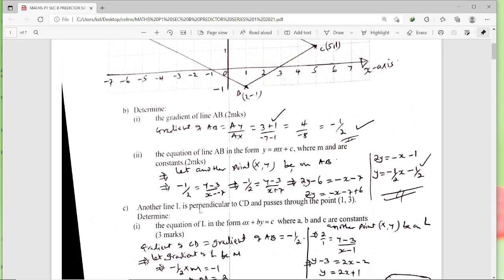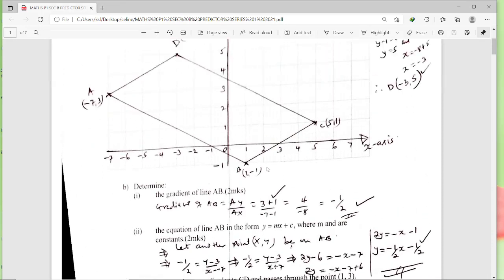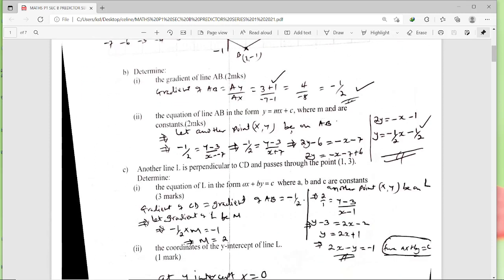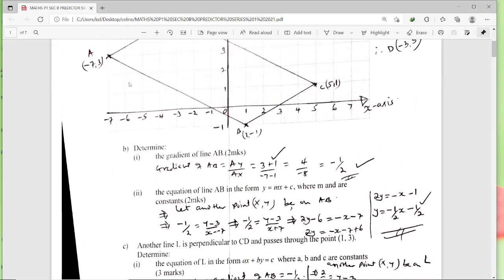So if we let a point (x, y) be on the same line AB, then using that point (x, y) and either of these, 1, negative 1 or negative 7 and 3, we get the same gradient. So the same gradient, which is negative half, so we'll say negative half equals y minus 3 all over x minus negative 7, if I use this point, negative 7 and 3. So we have negative half equals y minus 3 all over x plus 7.